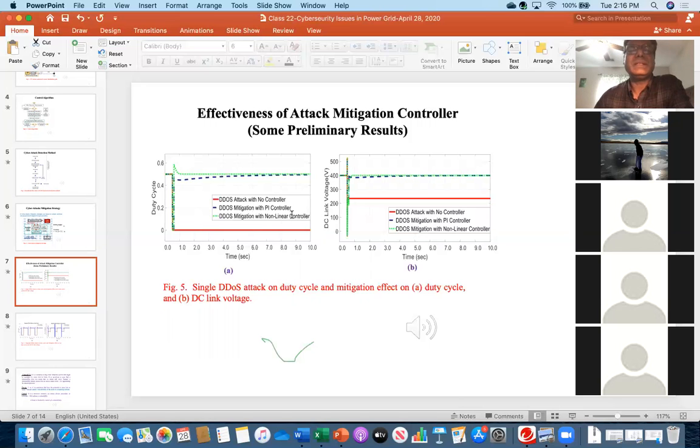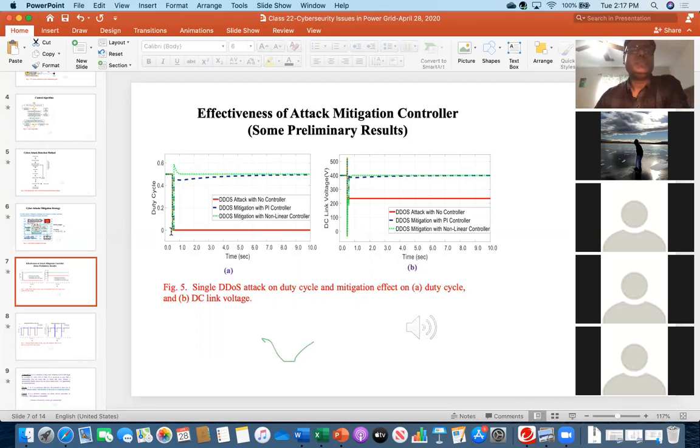I am showing the effectiveness of the two previously mentioned controllers. The green response is for the nonlinear controller, and the dotted blue response is for the PI controller. As you can see, once the cyber attacker changed the duty cycle, it was immediately detected, those two mitigation controllers worked, and the duty cycle value was brought back. Although there is some spike or little oscillation here, afterwards, at around 7 to 8 seconds, it properly matches the 0.5.